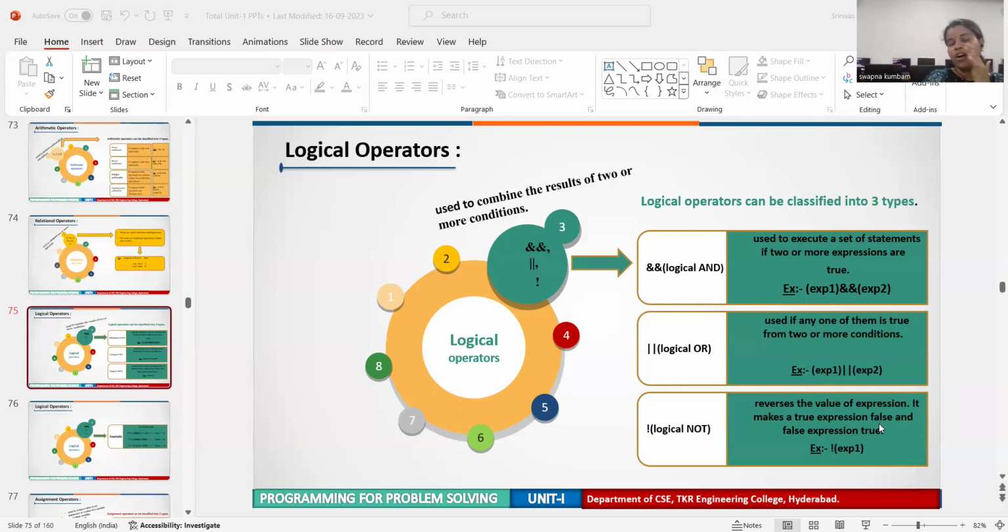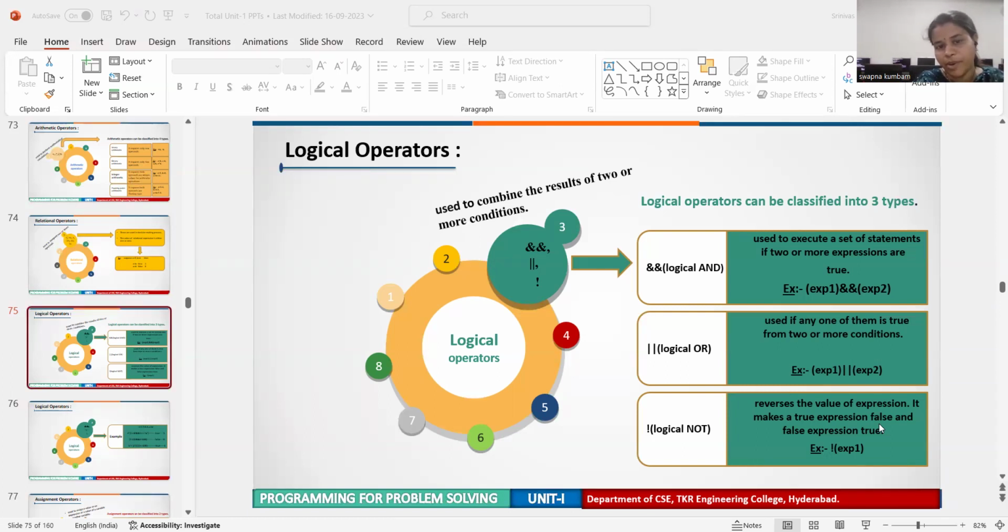Zero. This is for AND. Coming to the OR operator, if you are taking the same thing, that is X or Y, then what happens? According to this, if any one of the expressions is true, then the complete expression will become true. So here, if both are false, it will automatically be false.